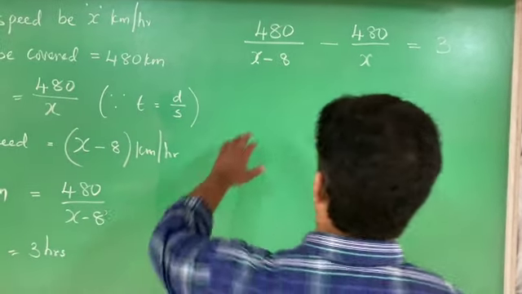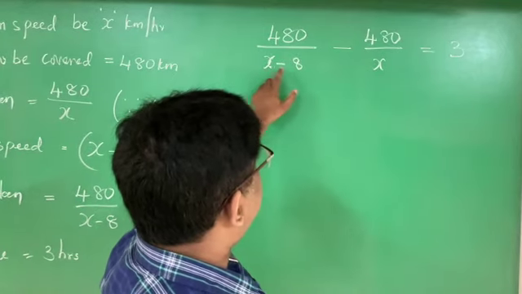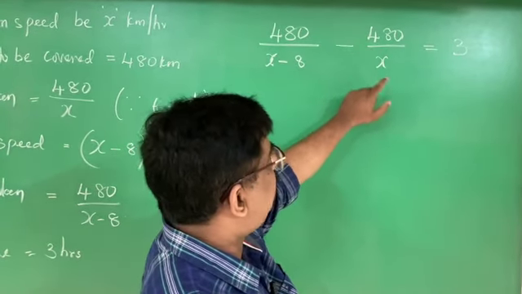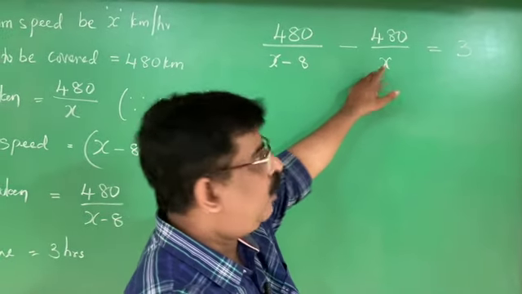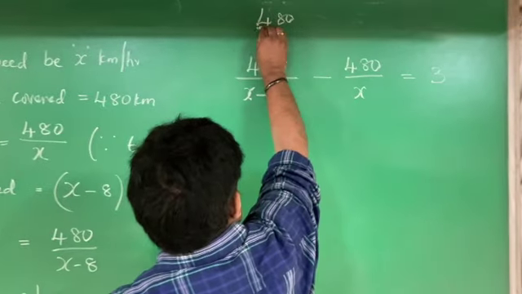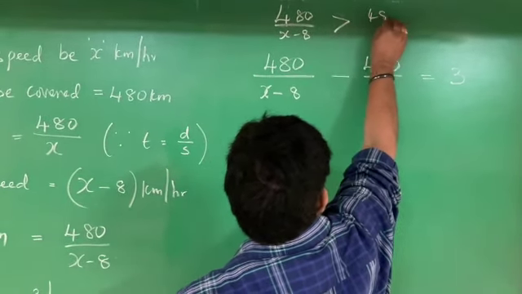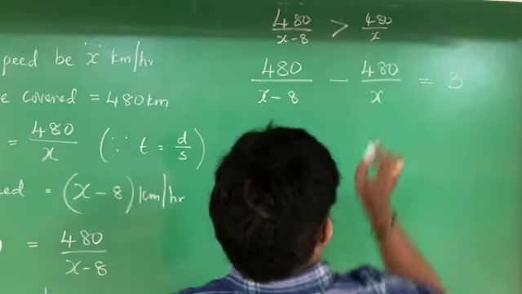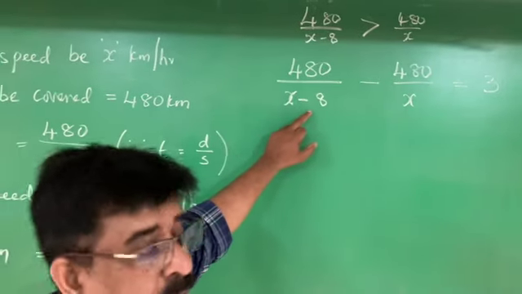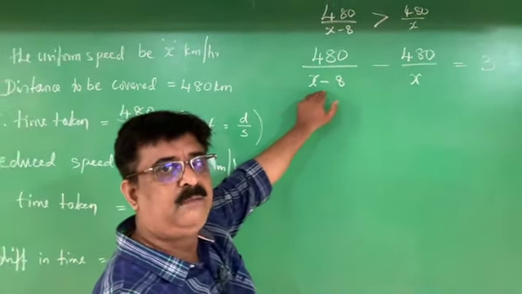Difference in time means the time taken by the train when the speed is x minus 8 is more than the time taken by the same train when the speed is x. Or you can even write one more thing here. 480 by x minus 8 is greater than 480 by x. That you have to understand. Right? 480 by x minus 8 is the bigger number, because here the speed is less, therefore the time taken is more.